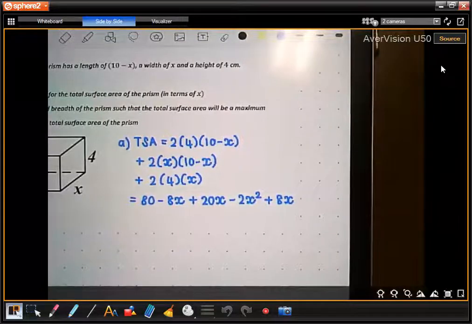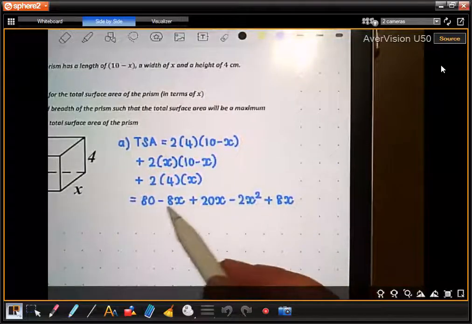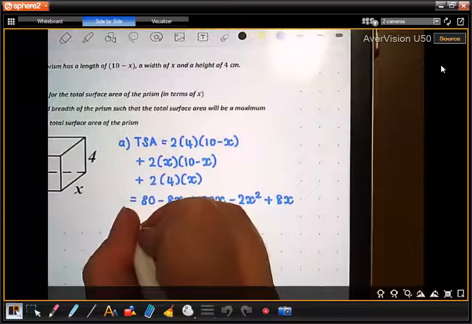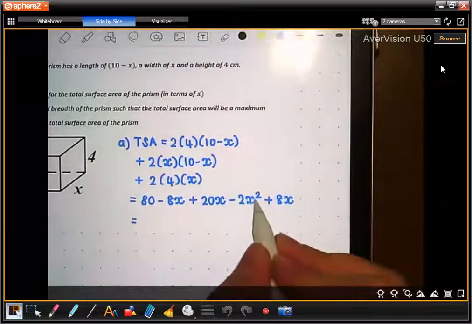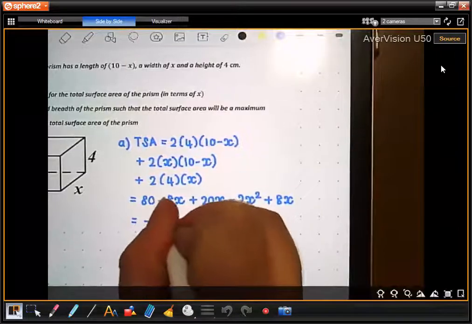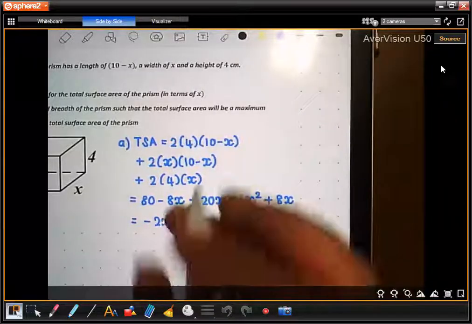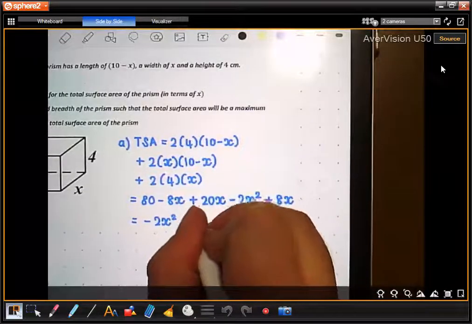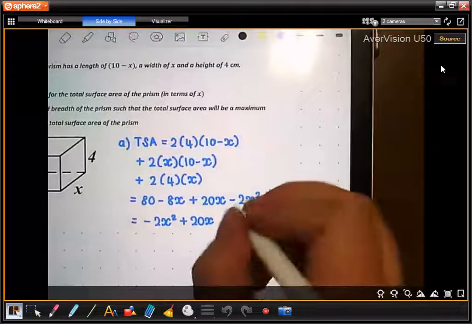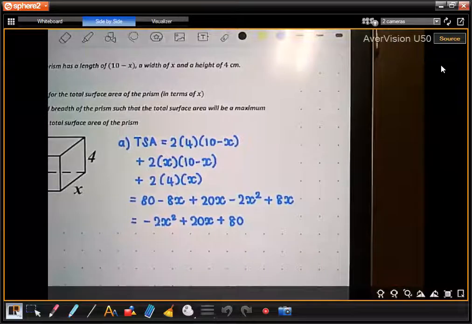And guys, what happens here is we have a negative 8x and a positive 8x, so they just cancel each other out. Then we can write this in order. You don't really have to, but I prefer having my x squared in front always. So it's going to be negative 2x squared. These 8x's cancel each other out, but I do still have the 20x there, and then I still have a positive 80. All right, so there we have an expression for the total surface area of that rectangular prism.